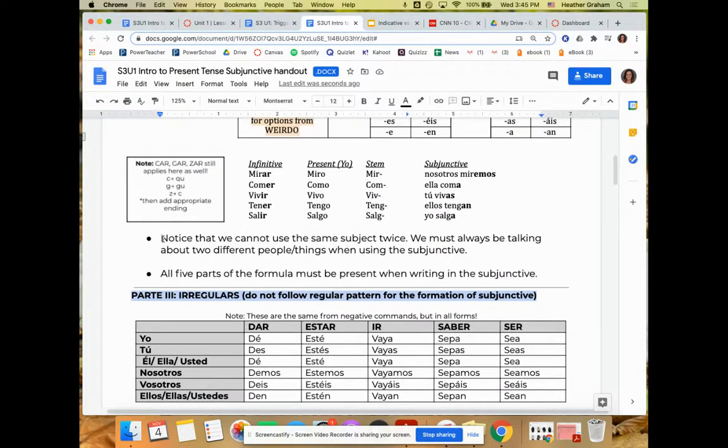So a couple key takeaways: notice that we cannot use the same subject twice. Even in our examples, it says, it is sad, so "it" is our subject, and the nation is our second one. In our other example, you, fear, was our first subject, and then everyone was our second subject. So we have to have different ones. All 5 parts of the formula must be present when writing in the subjunctive in order for it to make sense.